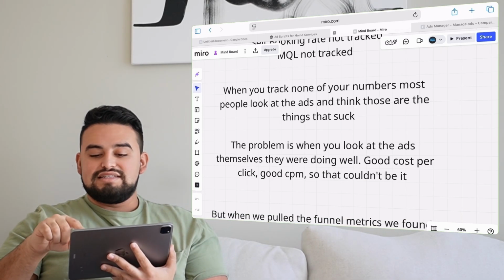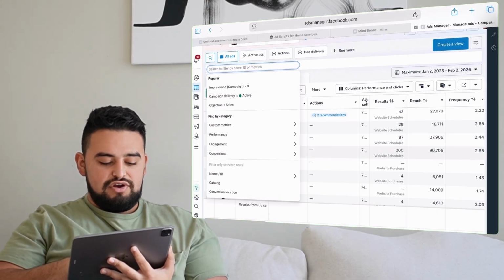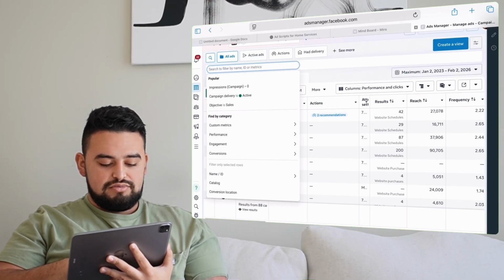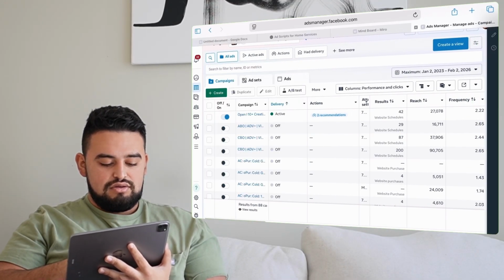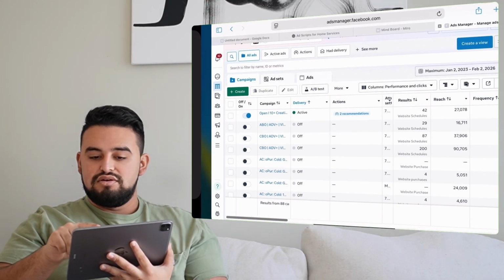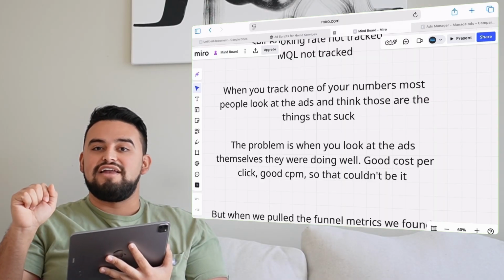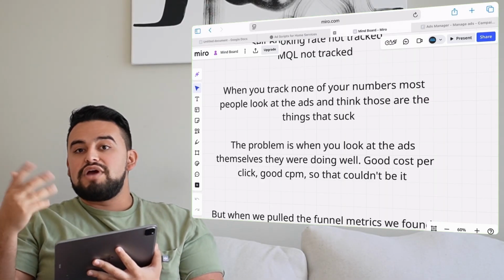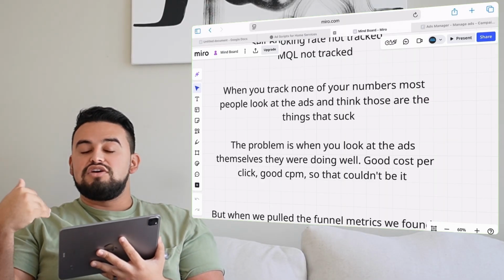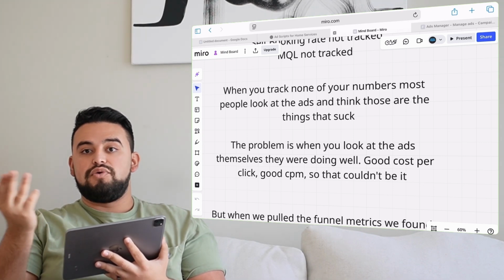And so when you look at the ads themselves, they were doing good. Like let's go over here really quick. I should be able to just drag this. Note to you guys, don't try to use Ads Manager on an iPad. It doesn't work very well. But when we go in there and we actually look at their cost per click, what I like to look at is your cost per link click. This is a good indicator if a creative's good.